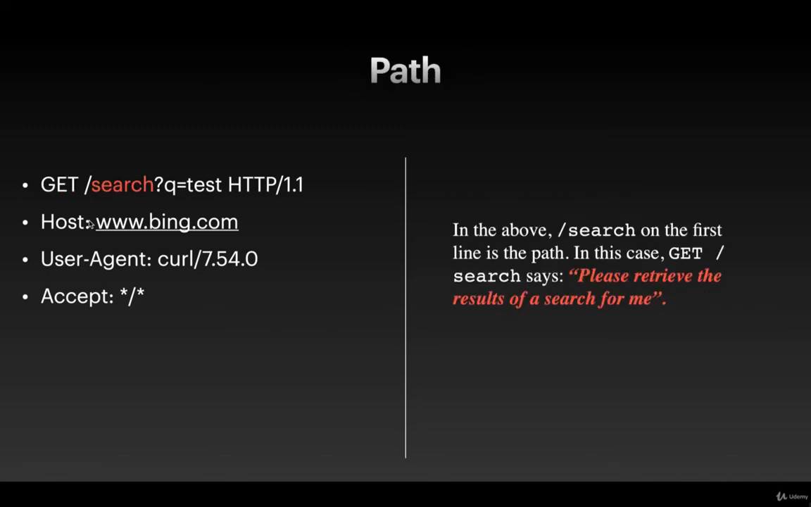The next one is the path. In the path you can see GET /search. So search is basically the path which you are looking for. It can either be a directory or a page. It can be an HTML or PHP page on the particular server. So in the above, /search on the first line is the path. In this case, we are sending a GET request, which means we want to retrieve /search. So please retrieve the results of search for me. We are basically requesting this from the particular server.